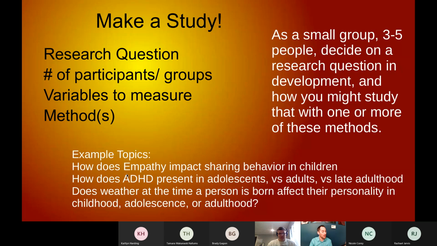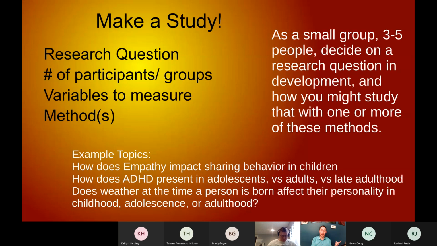And then question 2, how does ADHD present in adolescents versus adults versus late adulthood? So probably one of the developmental designs would be best for that. And then 3 is, does weather at the time a person is born affect their personality in childhood, adolescence, or adulthood? So how would you study these things? What kind of variables would you look at? Would you do something like a longitudinal study? Would you do an experiment? How many variables? Would you do surveys? Would you ask parents to be involved? Things like that. So do your best to make your own study based on these questions.